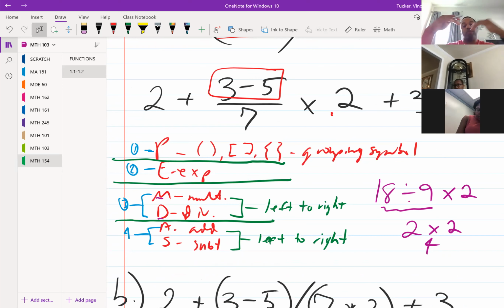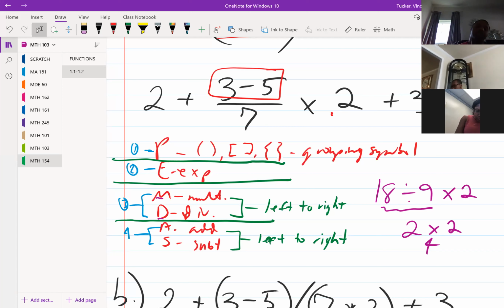PEMDAS is the order in which you would do your operations. Now, this is one of the things that a lot of people get wrong, like on Facebook, social media. They give this little math problem, and then everybody's saying this is the answer, and it's not really the answer. It's because they're doing PEMDAS wrong. You cannot stick solely to the order of the lettering.